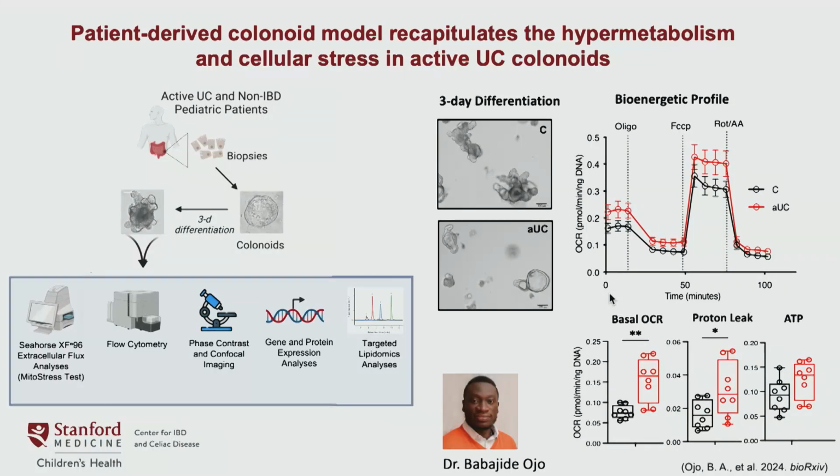And on the top, here's the bioenergetic profile. We can see the UC organoids have a broad increase in oxygen consumption. And when we break it down, on the bottom, we do see a higher basal oxygen consumption rate and increased proton leak in the UC organoids. Despite this hypermetabolism, their ATP production remains at a similar level compared to the control, indicating the deranged mitochondrial metabolism and the lower energy production efficiency in the UC organoids.